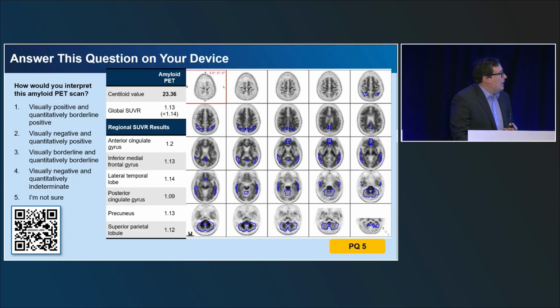So what would you guys say about this scan? If you were interpreting this, what would you give in your impression? Visually positive and quantitatively borderline positive? Visually negative and quantitatively positive? Visually borderline and quantitatively borderline? Or visually negative and quantitatively indeterminate, or not sure? I'll give you a couple minutes to answer.